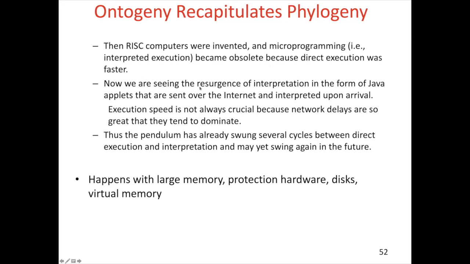Now we are seeing the resurgence of interpretation in the form of Java applets that are sent over the internet and interpreted upon arrival. Execution speed is not always critical because network delays are so great that they tend to dominate. Thus, the pendulum has already swung several cycles between direct execution and interpretation and may yet swing again in the future. This happens with large memory, protection hardware, disks, and virtual memory.